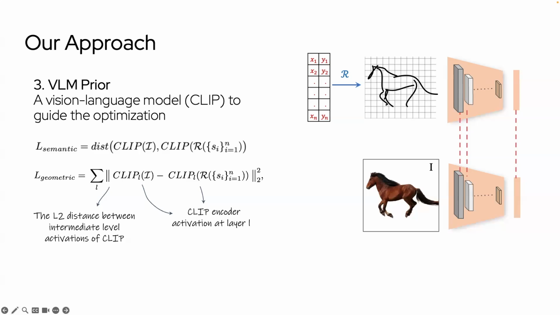Now, specifically here for CLIP, we have to find specific layers that will fit our goals. So this was a search, but eventually we found two intermediate layers that work really well. And now our final objective is to find the set of source parameters that minimize the weighted sum of L-geometric and L-semantic. Okay, so let's see how this looks.